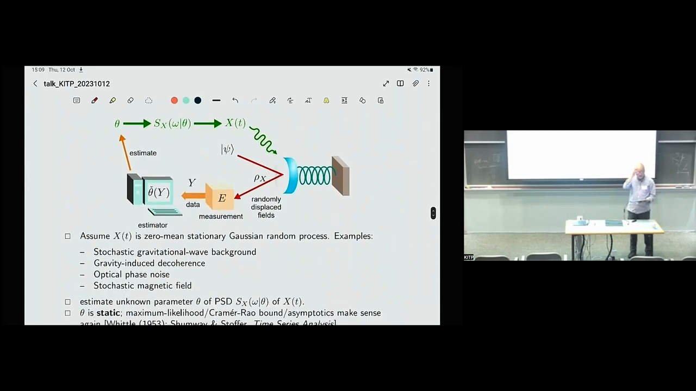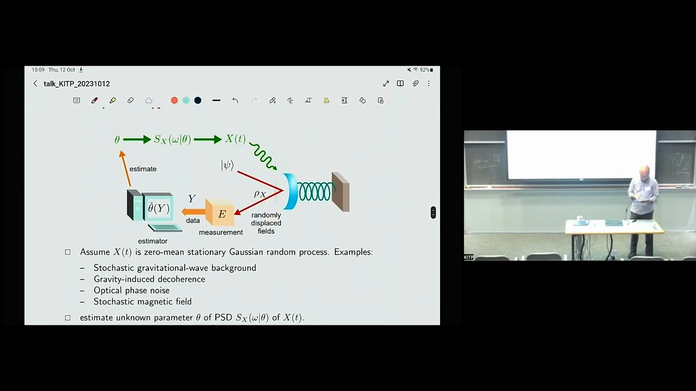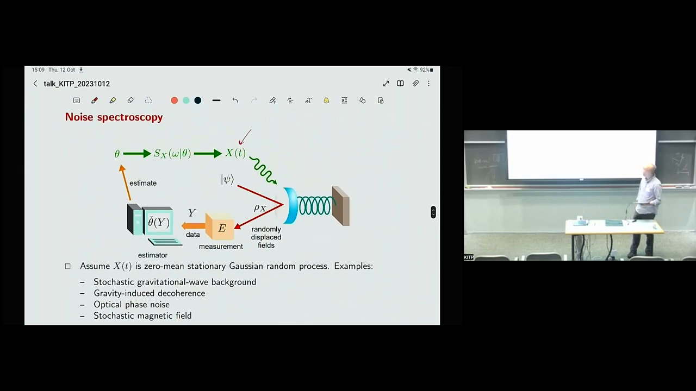There's now a separate problem. Again, stochastic waveform, we assume that it's stationary. It has a power spectral density, and I'm not estimating the waveform directly anymore. I'm trying to estimate the parameters of its power spectral density. I stole this phrase from the qubit people; you're also thinking about noise spectroscopy.